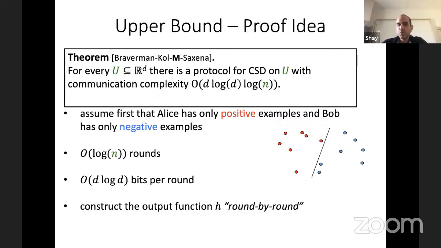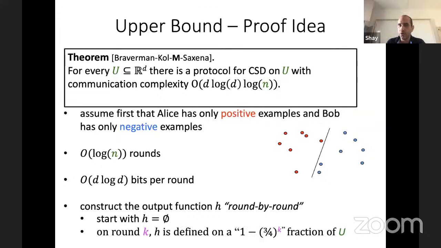What we will do is construct the output function round by round. We will start with a function that is defined nowhere. And in every round, it will be defined on all but a (3/4)^k fraction of the domain. So after roughly log of the domain size rounds, it will be defined everywhere. And as you will see, the crux of this algorithm is this container theorem. Okay, so are you ready? Let's see the algorithm.